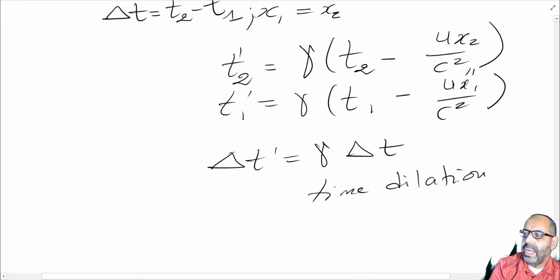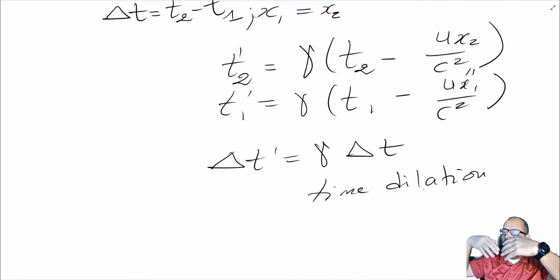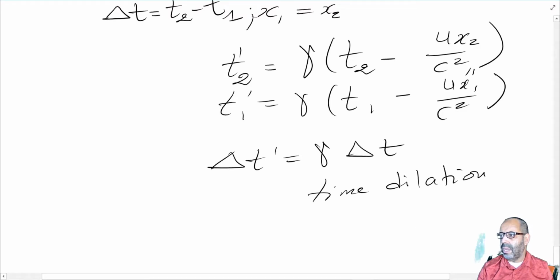Objects that are in motion actually appear to have their clocks running slower, and this led to the twin paradox, namely that if you have two twins, one of them travels with almost the speed of light, the other one stays here. The one who stays will experience time dilation.